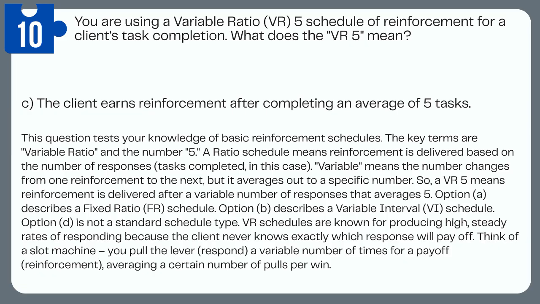Option A describes a fixed ratio, FR, schedule. Option B describes a variable interval, VI, schedule. Option D is not a standard schedule type. VR schedules are known for producing high, steady rates of responding because the client never knows exactly which response will pay off. Think of a slot machine. You pull the lever, respond, a variable number of times for a payoff, reinforcement, averaging a certain number of pulls per win.